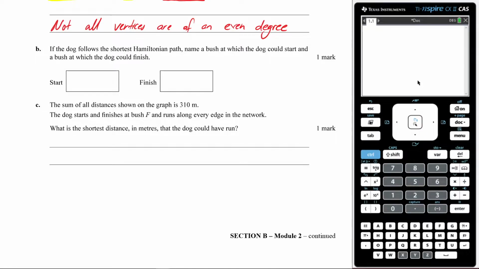All right, so let's now answer B. It says, if the dog follows the shortest Hamiltonian path, name a bush at which the dog could start and a bush at which the dog could finish.